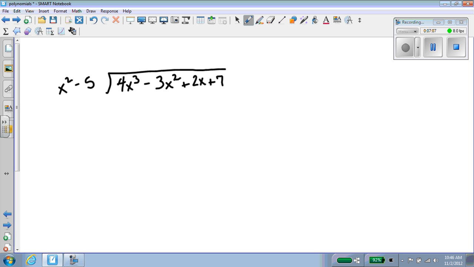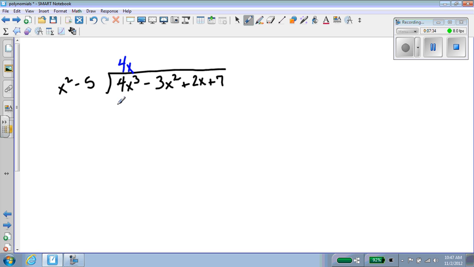Okay, I set this one up. The interesting thing about this one is there's a term missing. Like I have x squared and then a 5. So we're going to have to be very careful about who we line up with. We want to line up with our like terms. So what do I have to multiply x squared by to get 4x to the third? I would multiply it by 4x.